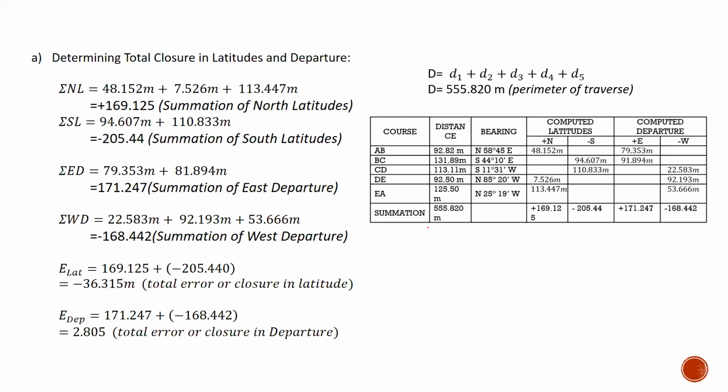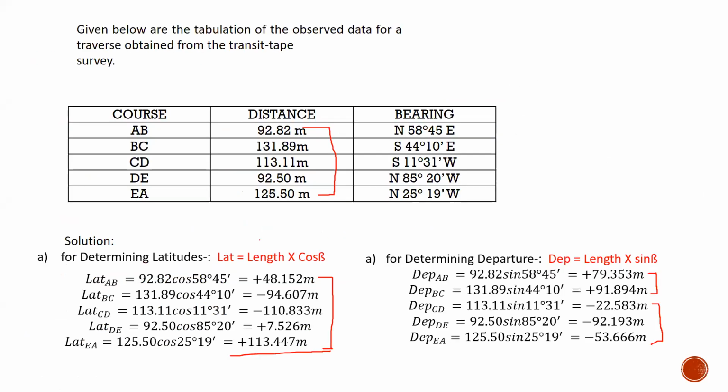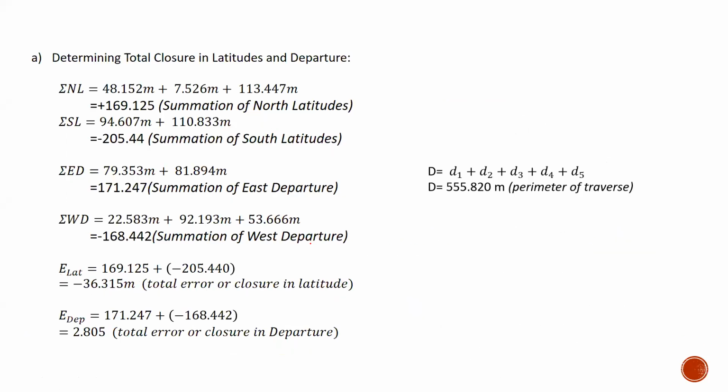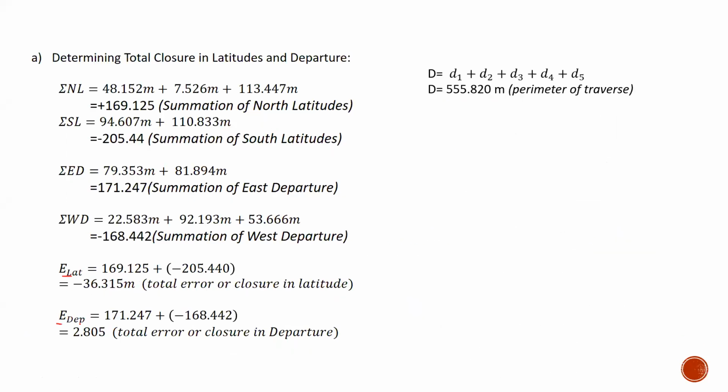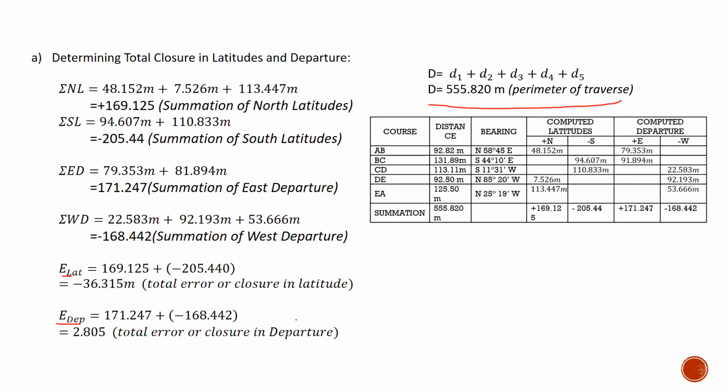Next is tatabulate natin yung solution natin. Again, ulitin natin, pakatapos natin i-solve yung latitude and yung departure, you need to solve for the total error of closure. And pupunta tayo sa big letter D or the perimeter, and itatabulate natin yung solution natin. So this is the computed latitude and the computed departure. As you can see, meron tong error, and we need to correct that error by distributing the error in each courses.